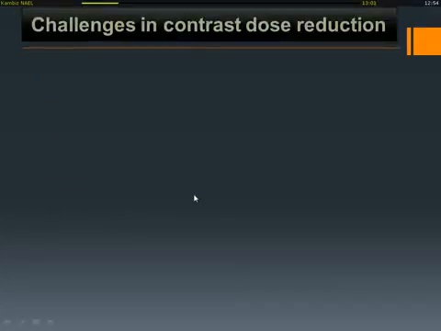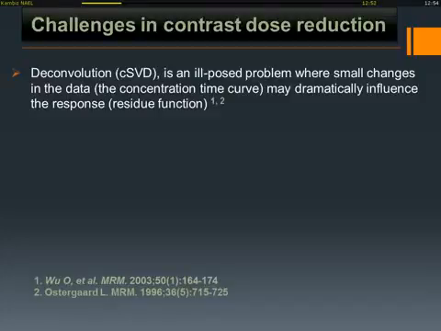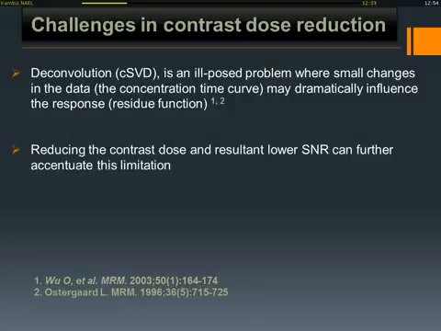So what are the challenges in contrast dose reduction? I think there are, again, several challenges, but the most important one is due to the fact that in the commercially available post-processing software, at least until now, the SVD technique is the most commonly used deconvolution technique, and that's an ill-posed problem where small changes in data can dramatically influence your response or residual function. And of course, reducing the contrast dose with resultant lower SNR can further accentuate this limitation.